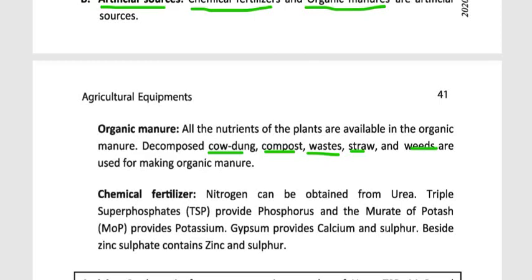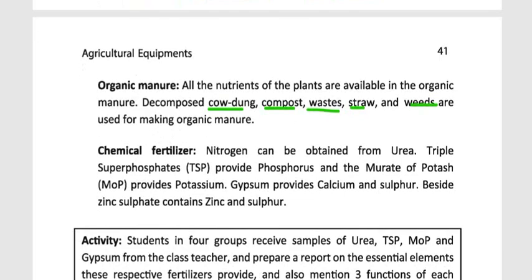Manure means fertilizer. Chemical fertilizers are the fertilizers which are produced with technical help. Nitrogen can be obtained from urea, triple superphosphate, TSP, provides phosphorus, and the muriate of potash, MOP, provides potassium. Gypsum provides calcium and sulfur. Gypsum is a mineral matter which is used to produce fertilizer. Besides, zinc sulfate contains zinc and sulfur.